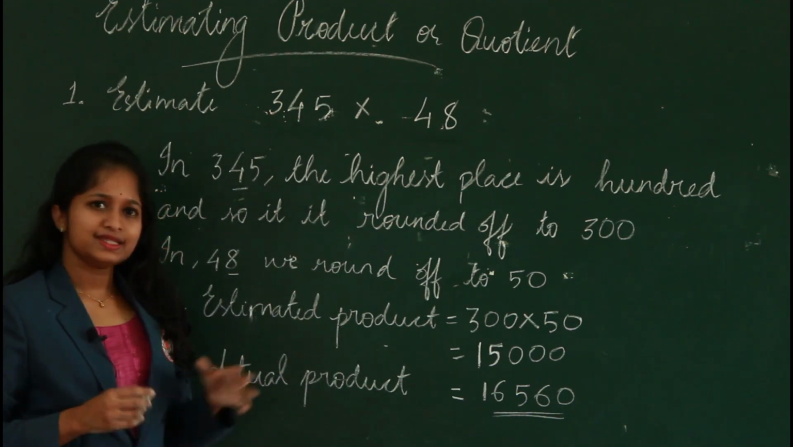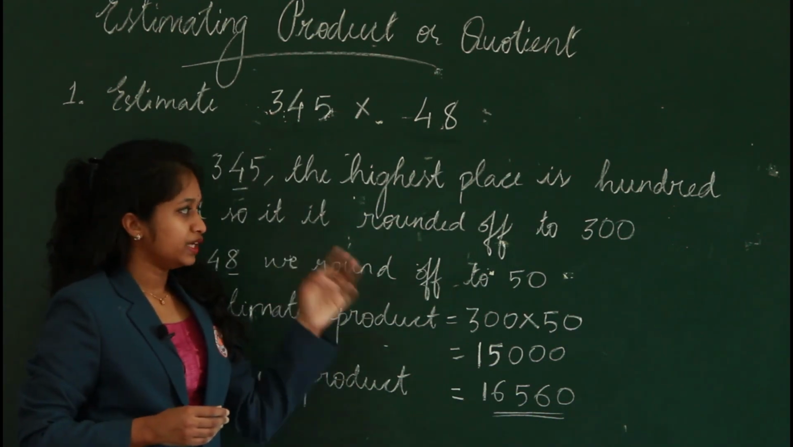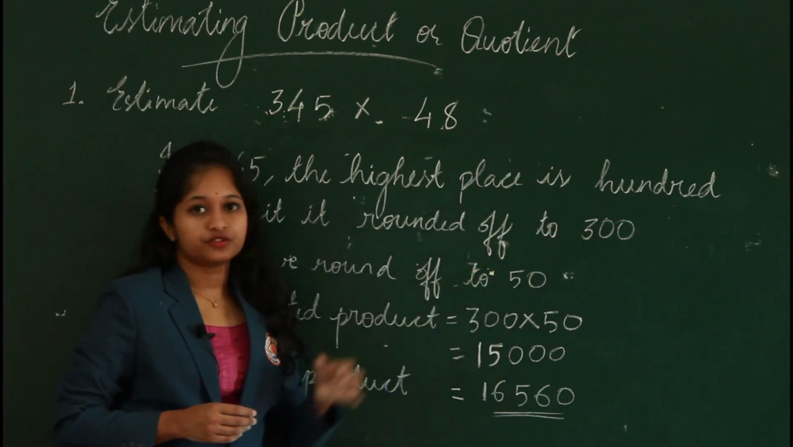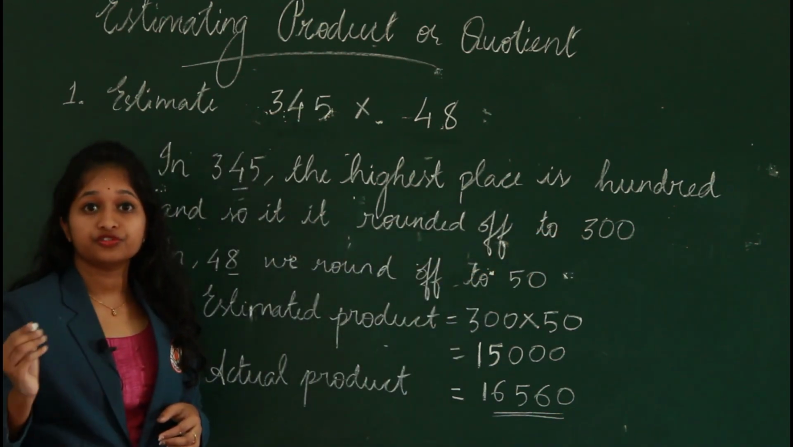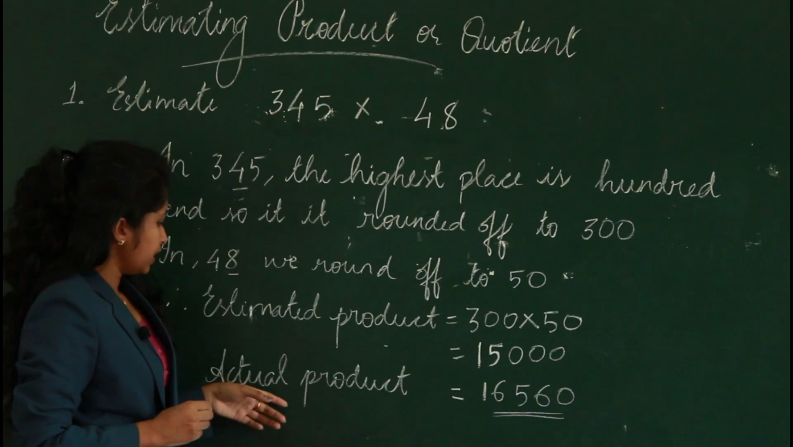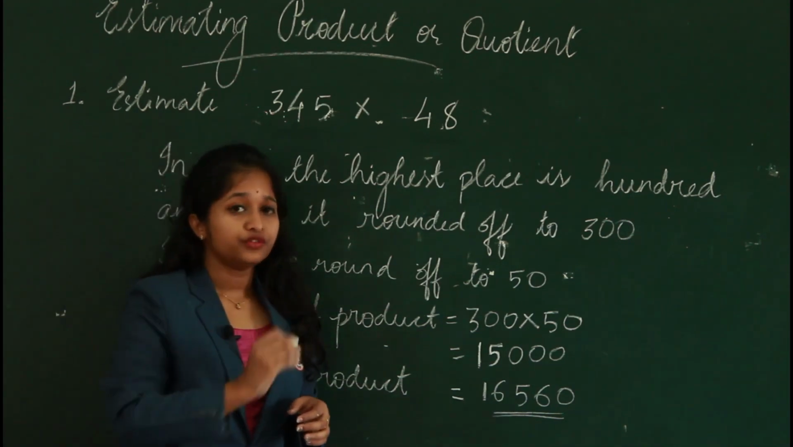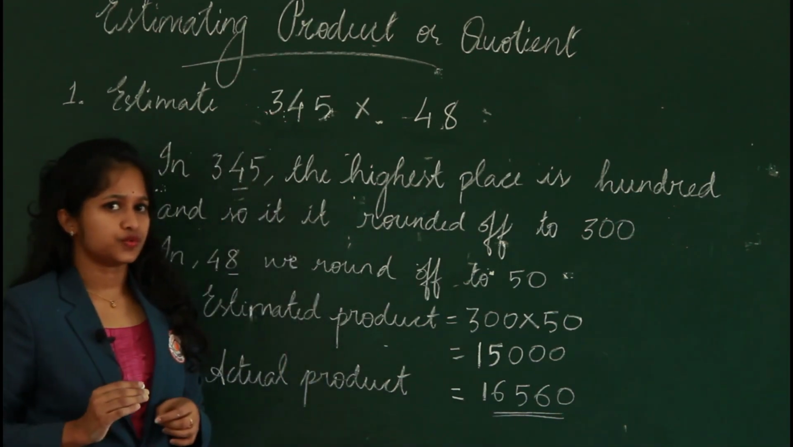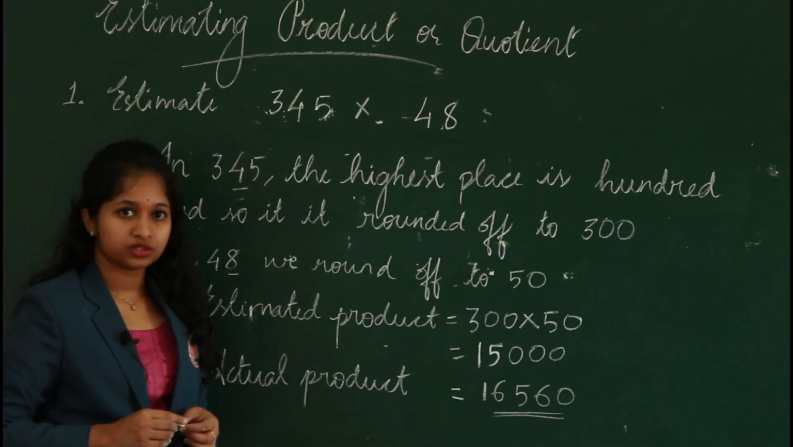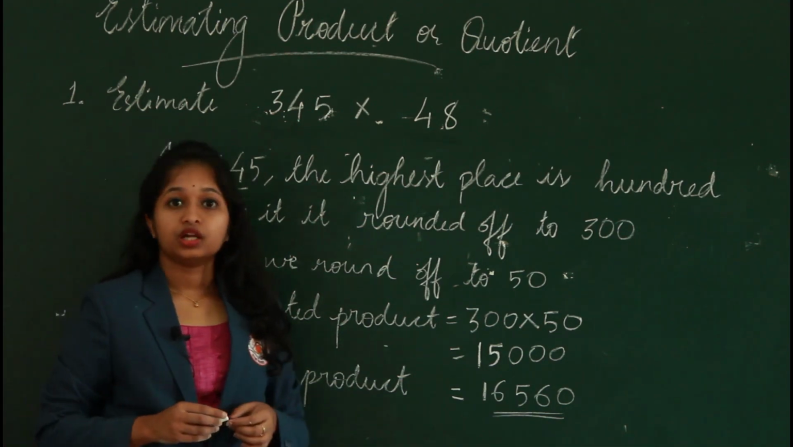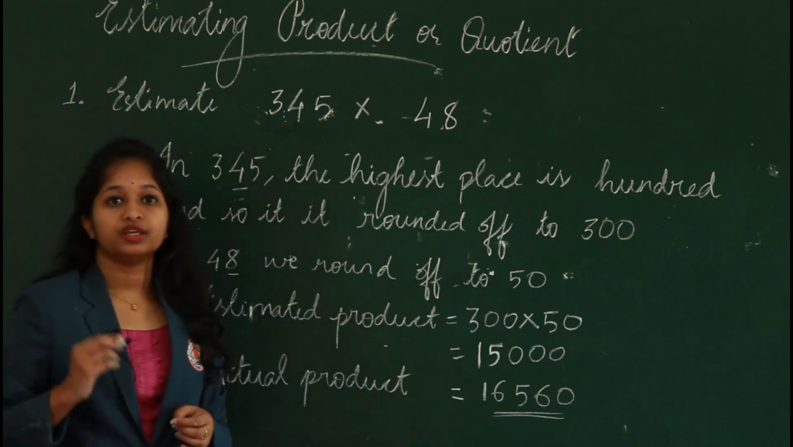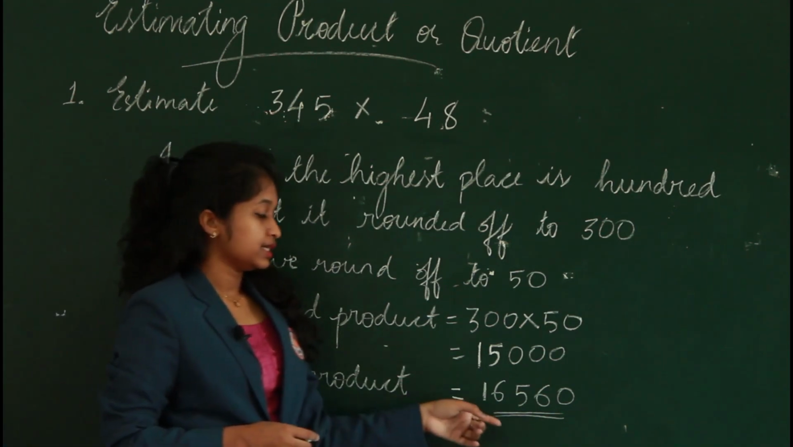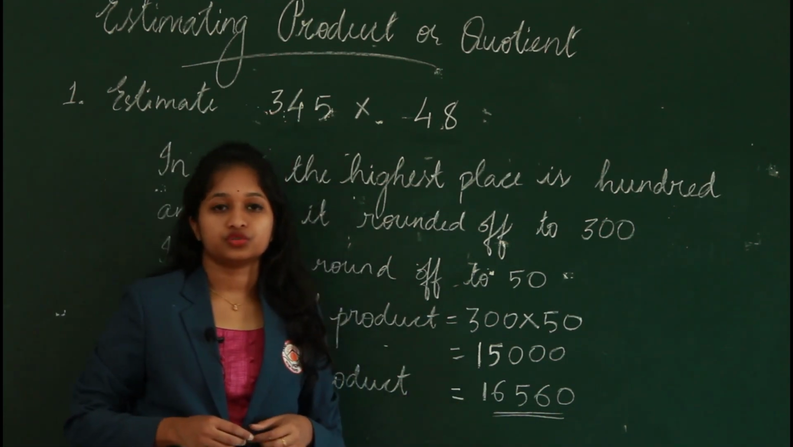Now let us check the estimated product. Multiply 300 with 50. We get 15,000. And we have to calculate the actual product also. What is the actual product? Multiply 345 with 48. We get 16,560.